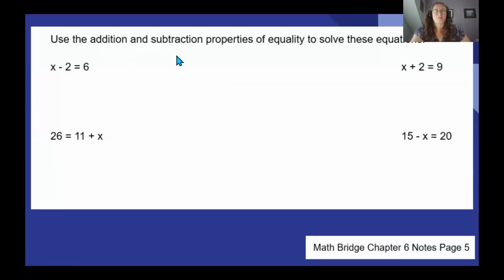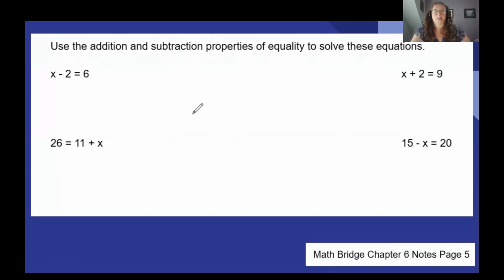So we're going to try using the addition and subtraction properties of equality to solve these equations, right? We'll do the first one together, and then I'll give you a few minutes to try the rest on your own, and we'll ask for volunteers to share their answers and solve the problems along with us, and you can check your work. All right, so first together we'll solve x minus 2 equals 6.